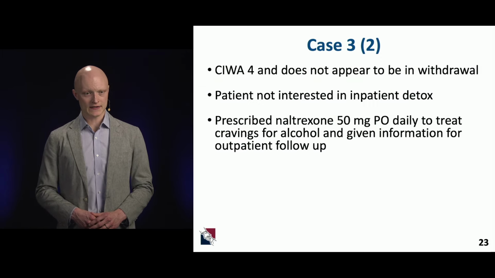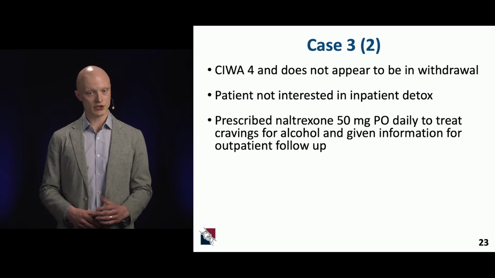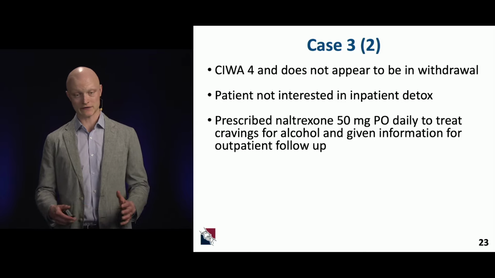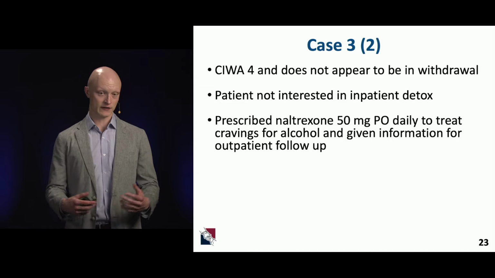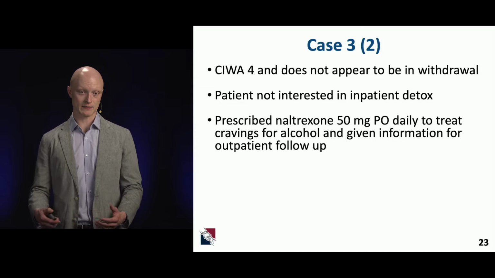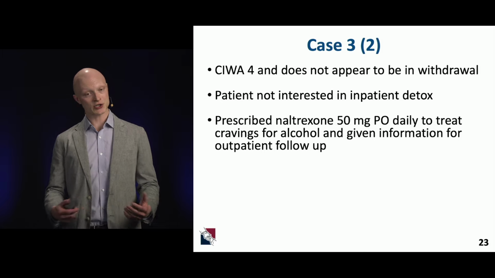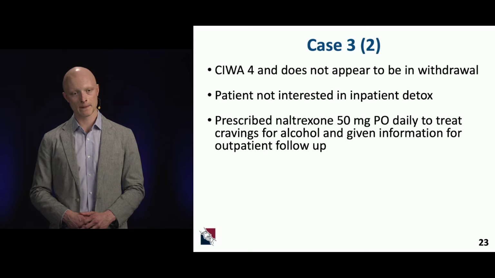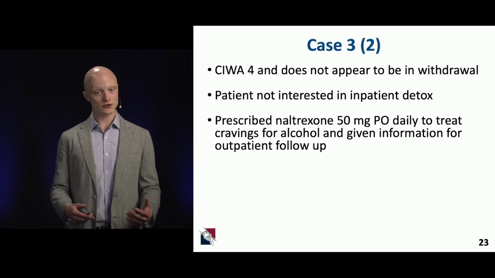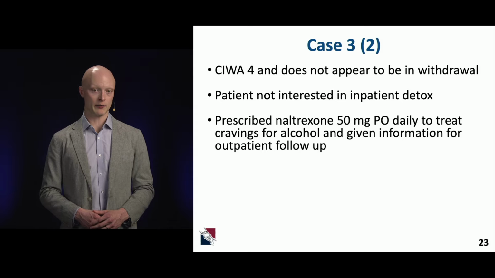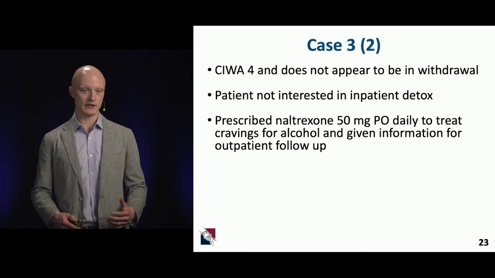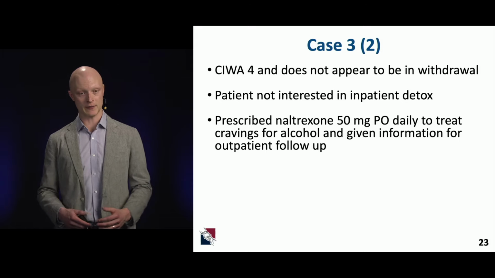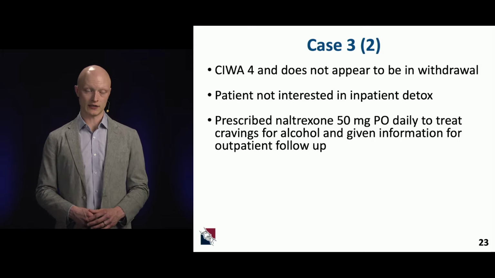So let's go back to our case. So this patient has a CIWA score of just 4, and she doesn't really appear to be in active withdrawal. So obviously, if this patient was in active withdrawal, we'd have to consider perhaps IV or PO benzodiazepines or barbiturates, but this patient doesn't require that. And this patient isn't interested in inpatient detox. So instead, we discuss with her, and she's interested in starting naltrexone. We prescribe her 50 milligrams PO daily, which is the common dose, and that will treat her alcohol cravings. We also provide her with follow-up information for addiction clinics.